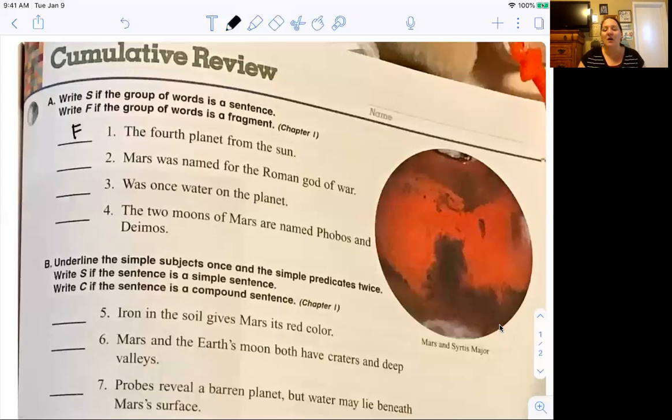Number two, Mars was named for the Roman god of war. Subject is Mars, was named is your predicate, so it's a complete sentence. Number three, was once water on the planet. What was? We're missing a subject, so it's a fragment. Number four, the two moons of Mars are named Phobos and Deimos. Moons are named. So that is a sentence because it has a complete thought, a subject and a predicate.